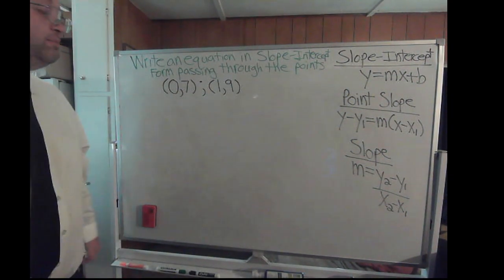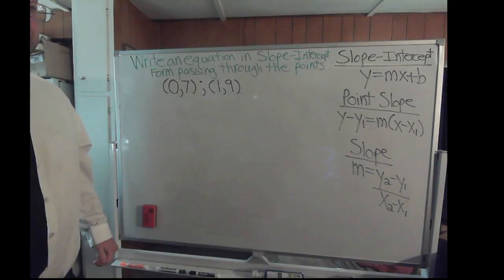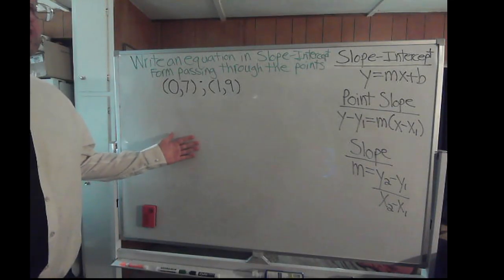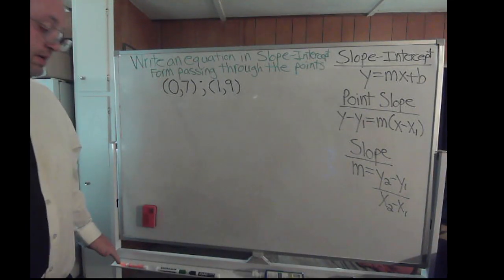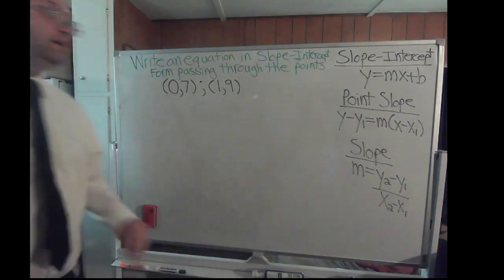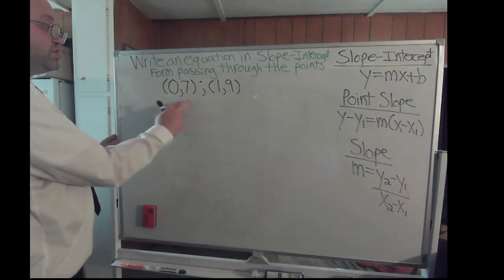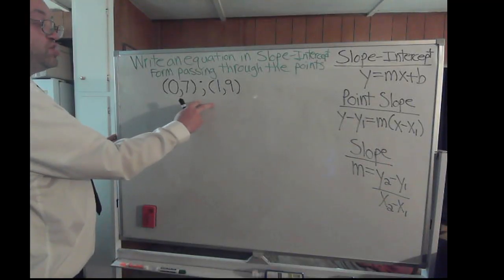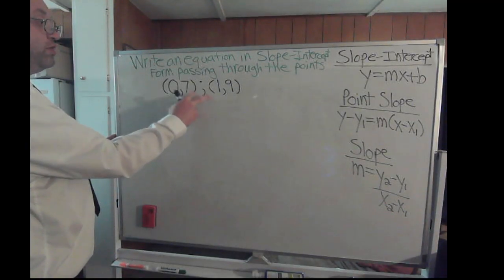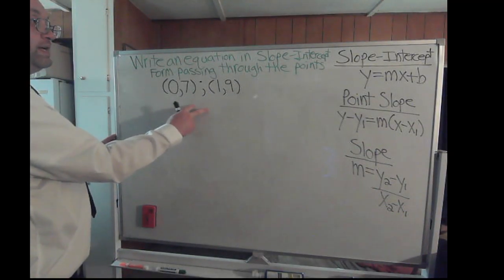So today we are going to do finding the equation of a line part 2. Now what part 2 entails is that you're given 2 points. All they give you is 2 points. You have to find the equation of the line in slope-intercept form that passes through those 2 points.